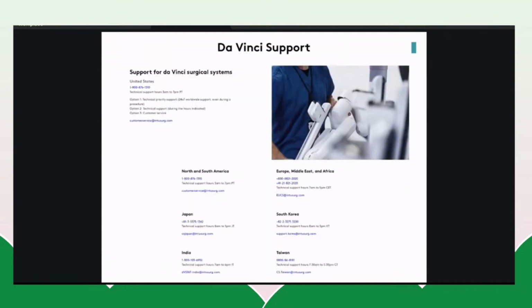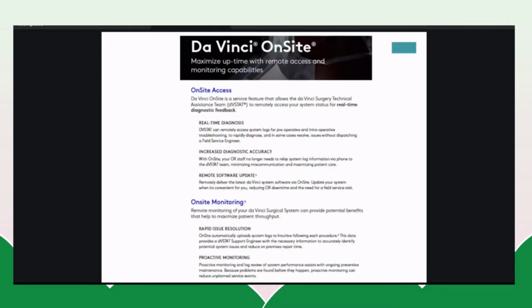If we encounter these problems during the setup, of course, we have to rely on our nursing staff who are trained to set up the robot. But sometimes if there are really problems, we also contact our local agency. In fact, there is also a service from the Da Vinci company, the on-site access, where there are real-time diagnostic tests that can tell you what's going on, and the problems may or may not be fixed immediately.